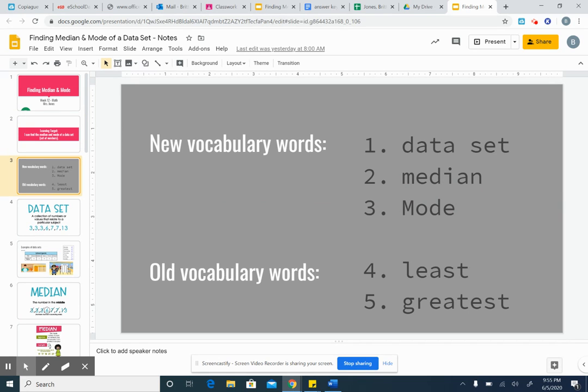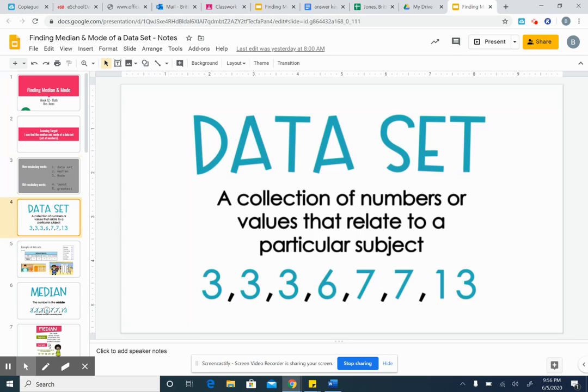So we'll talk more specifically about some new vocabulary words, like the word data set, median, and mode. Some old vocabulary words that will come up this week are least and greatest. Okay, so we'll talk about those right now. So a data set is a set of numbers. Okay, it's a group of numbers.